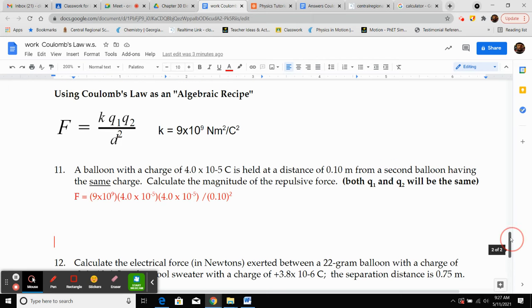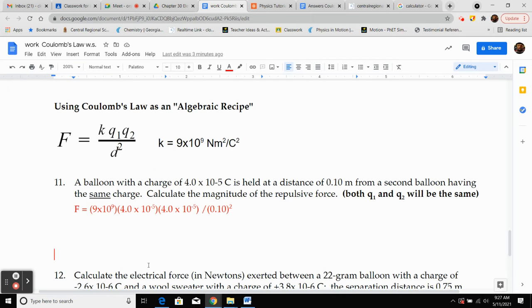So guys, this is just to show you how to type this into a calculator. When you're dealing with exponents, it can be a little tricky. Cell phones are not very good with this, so that's why I recommend just using this calculator tab. So we're going to set this up.